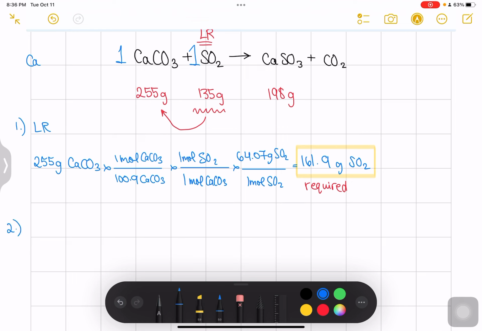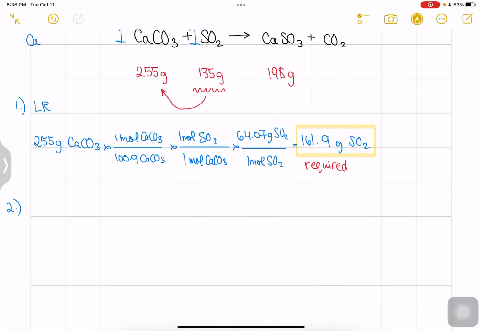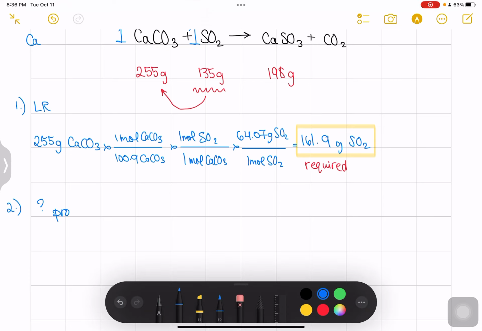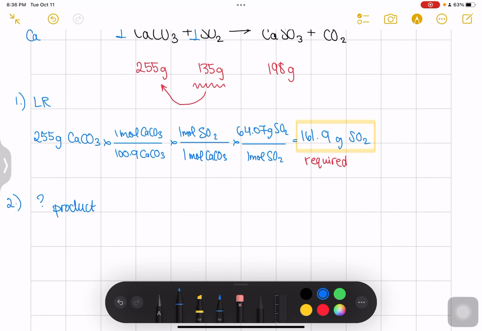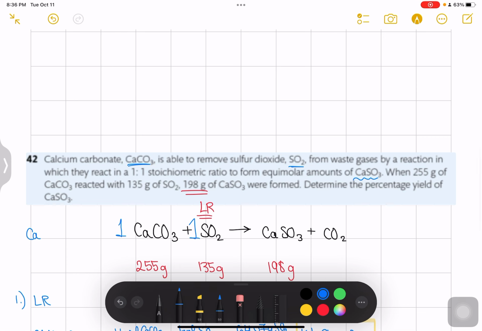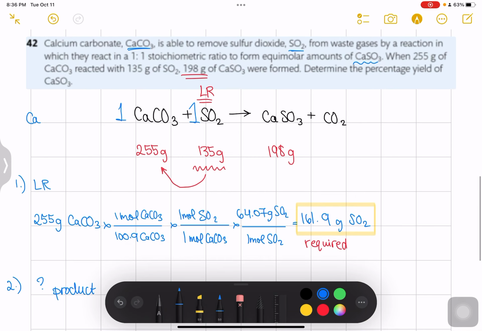So number 2, what are we going to do after we have that information? We are going to find the amount of product. All right, so how much CaSO3 can we make with our product? Because here in the question, they ask us to determine the percentage yield of CaSO3. Right? You have to make sure you don't confuse the CO3 with the SO3.